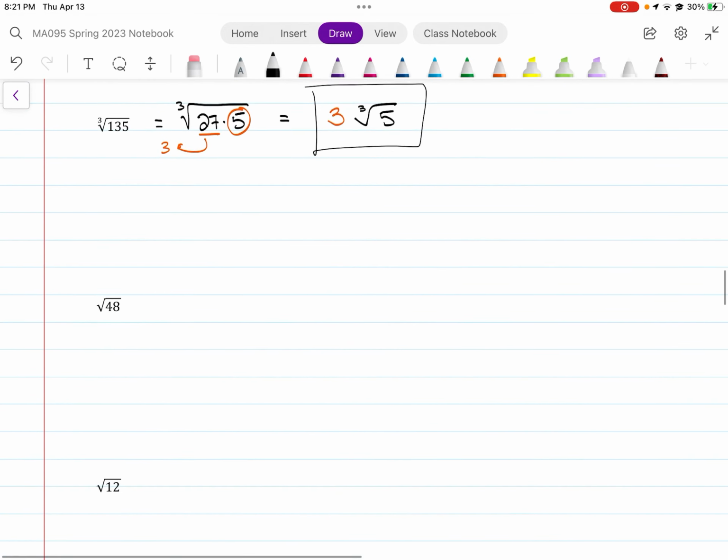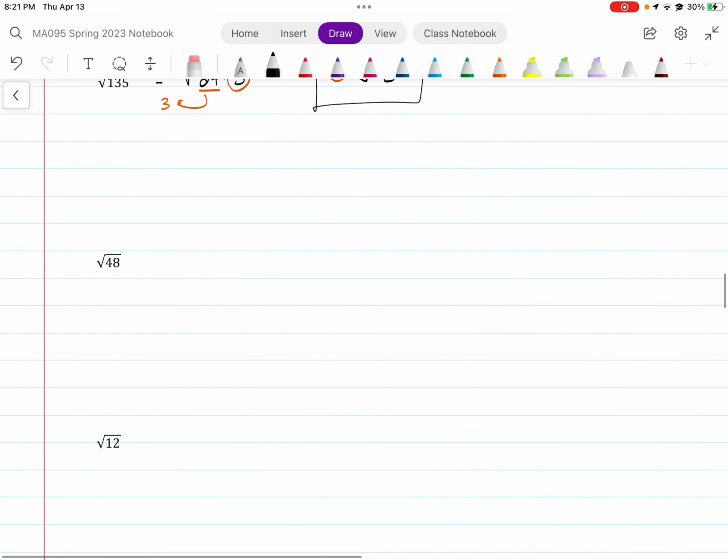All right, let's try a couple more. So pause the video and give those 2 a try. They're both square roots.